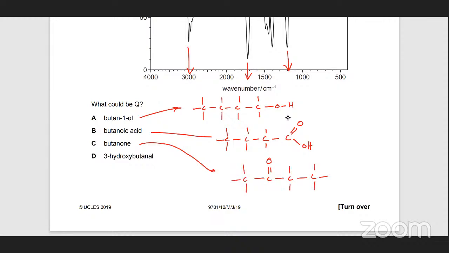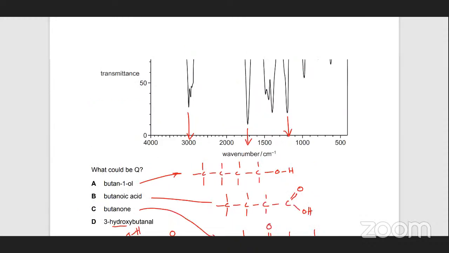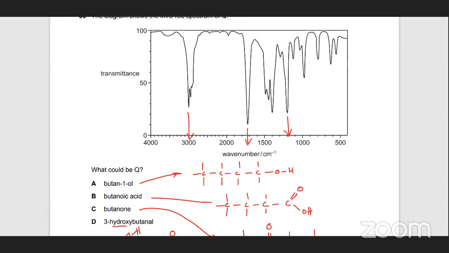And what's 3-hydroxybutanal? Butanal is an aldehyde, which means a double bond O and an H. And 3-hydroxy, which means, what is hydroxy? Hydroxy is an OH group. So it also has an OH, and these are your hydrogens. Now remember, when you look at an IR spectrum, I would need a data booklet to go with this.